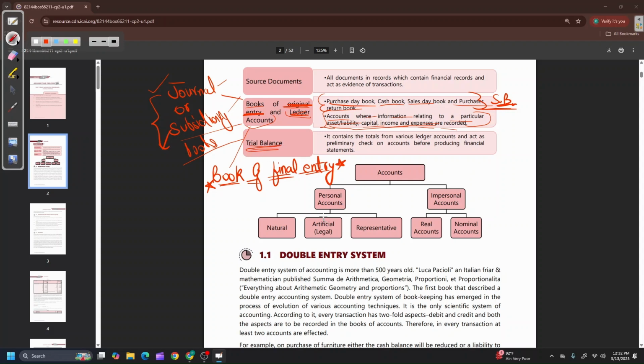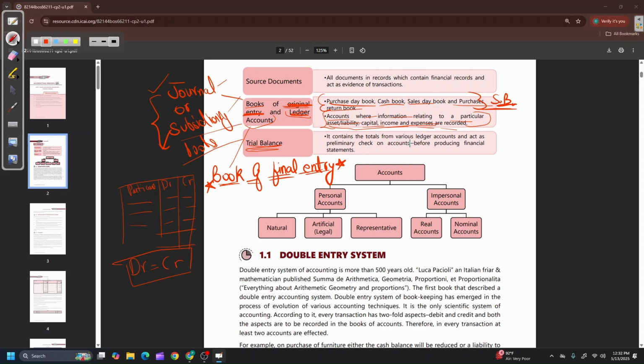Trial balance. In 11th, 12th, you may have used to make something like this: debit, credit, particulars. Here you would write the particular, and if it's a debit, then debit, or credit. Lastly, in the trial balance, debit is equal to credit. We'll study this also, so if you're not able to really remember it, it's totally okay. You don't need to worry.